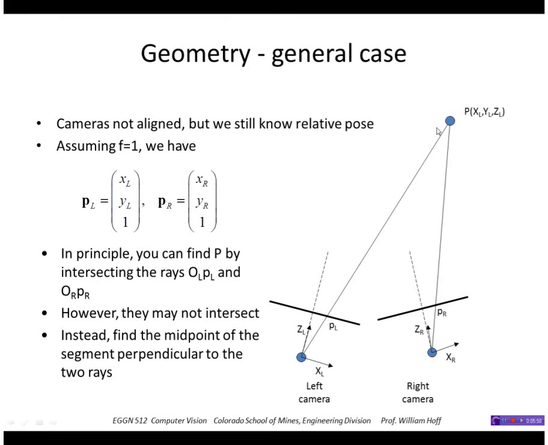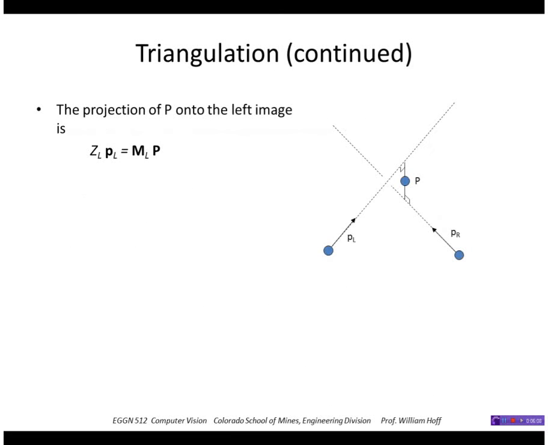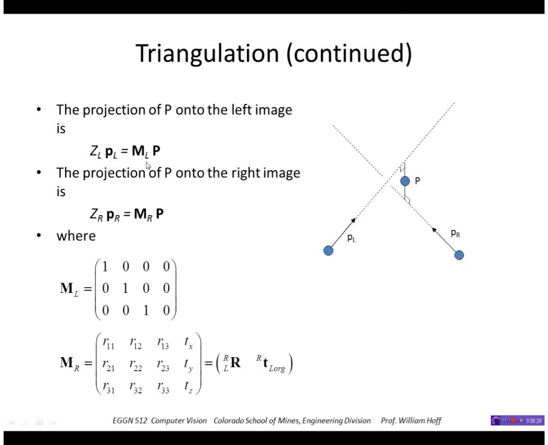But these rays may actually not intersect. They might be skew. So instead, I'd like to find the point that's closest to the intersection of the two, as shown here. So to find this, I write the projection of P onto the left image this way. So M sub L here and M sub R are the extrinsic camera parameter matrices. For the left image, M is a 3x4 matrix with ones in the diagonal. And in the right image, it's the rotation matrix, which is 3x3, and the translation vector here, 3x1.